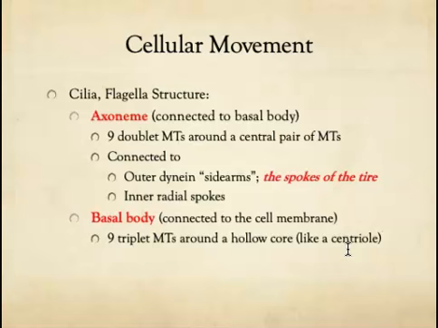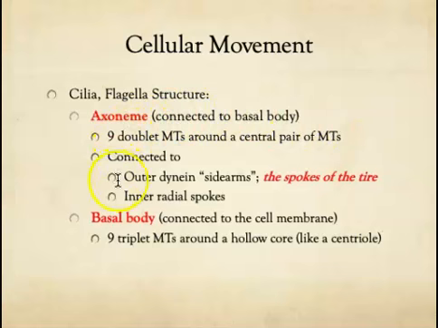So this basal body structure with these 9 triplet sets is connected to the membrane. And then if you start to go outward from there, you'll encounter the axoneme, which also has 9 sets of microtubules in it, but now they're doublets. 9 sets of 2 microtubules. And rather than surrounding a hollow core, they surround a central pair of microtubules.